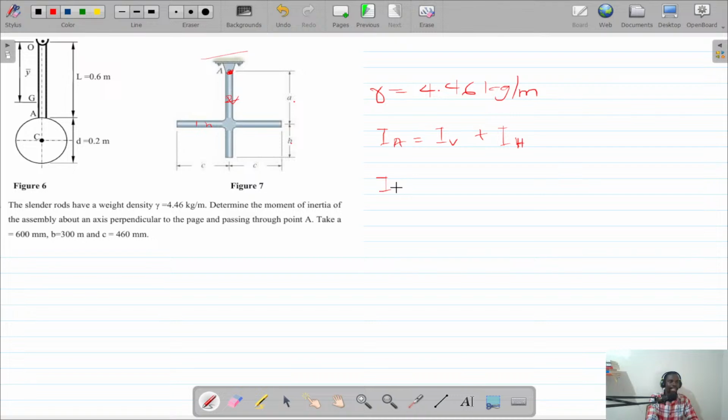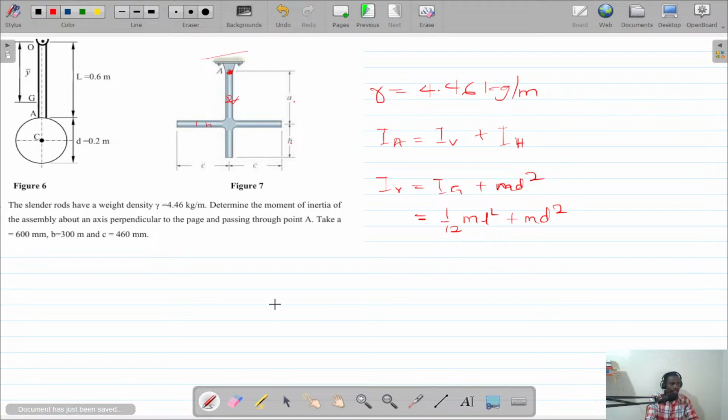So for I of the vertical rod, because A is not coinciding with its center, we need to apply the parallel axis theorem, which says I equals IG plus MD squared. So the IG for all the rods is 1/12 ML squared, plus MD squared. So for the vertical rod, we need to find the masses.